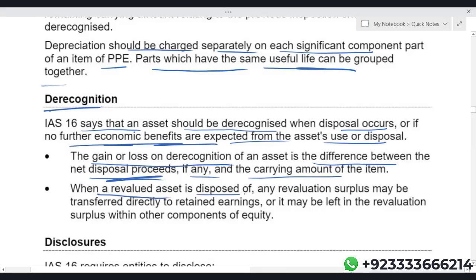When a revalued asset is disposed of, any revaluation surplus may be transferred directly to retained earnings, or the item may be left in the revaluation surplus within other components of equity. If you want, you can derecognize it and close the revaluation surplus to retained earnings. Otherwise, it is up to you. If you don't want to close it, let it remain in the other component of equity. There's no issue at all. But normally, at the time of disposal, we close the revaluation surplus to retained earnings.